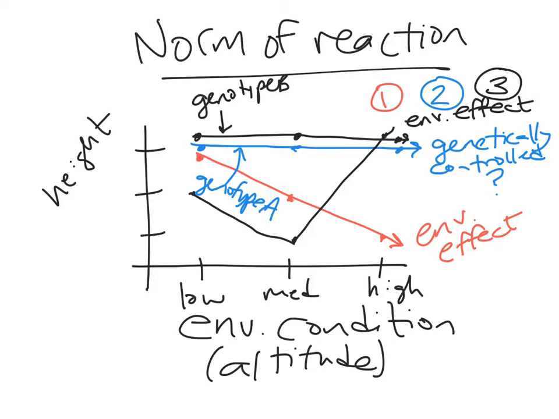If they have the same reaction to environmental change, that also suggests that their genetic differences, those are two genetically different strains, but they have the same environmental response. Also suggests that genetics aren't involved. The genetic difference between the strains or populations doesn't affect their response to the environment.